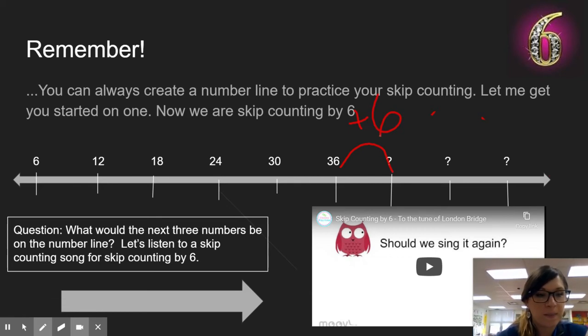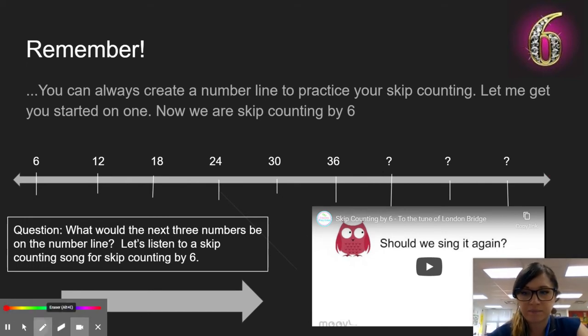What do you think it is? 42. All right. I'm going to go ahead and erase that one as well, and then move on. This eraser doesn't work as fast as my other ones on the actual board. That's okay. All right, next.